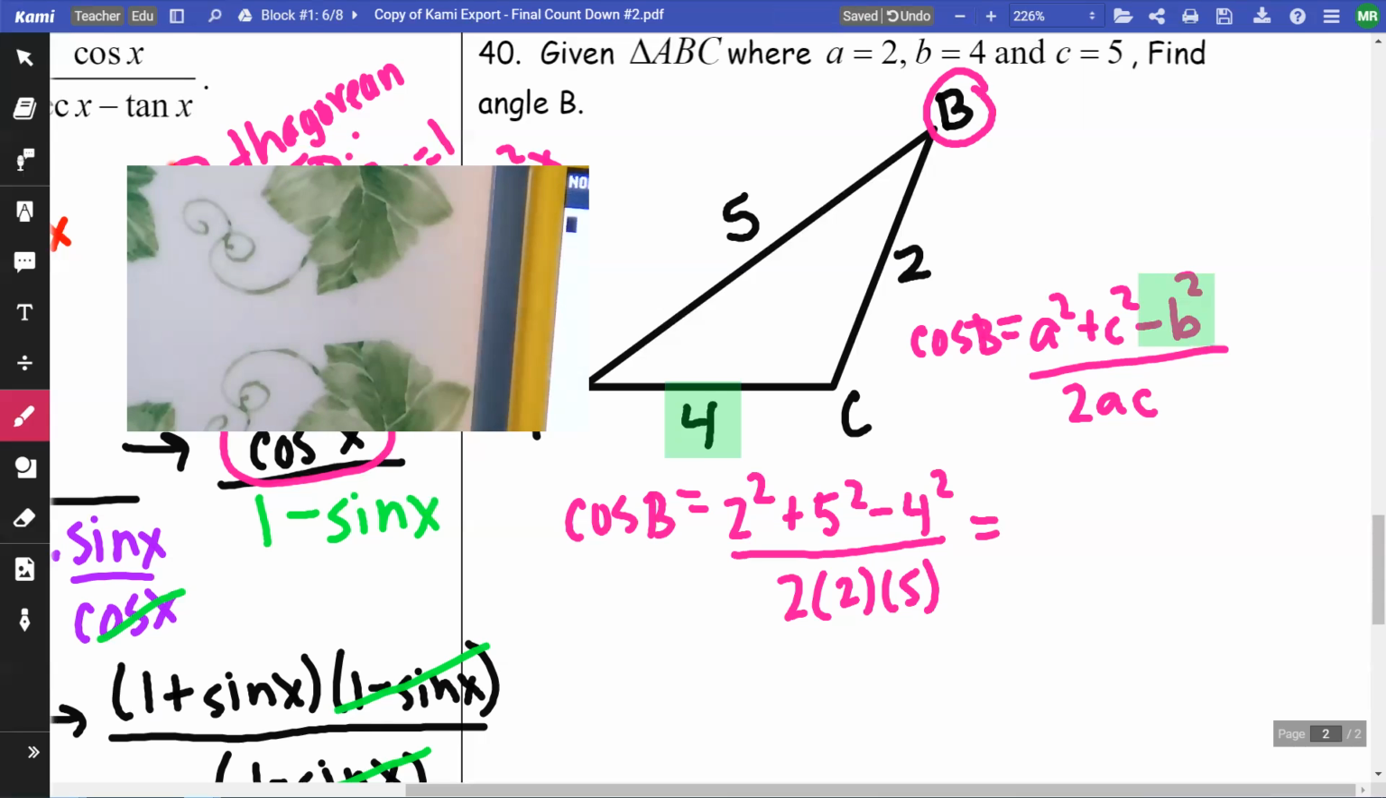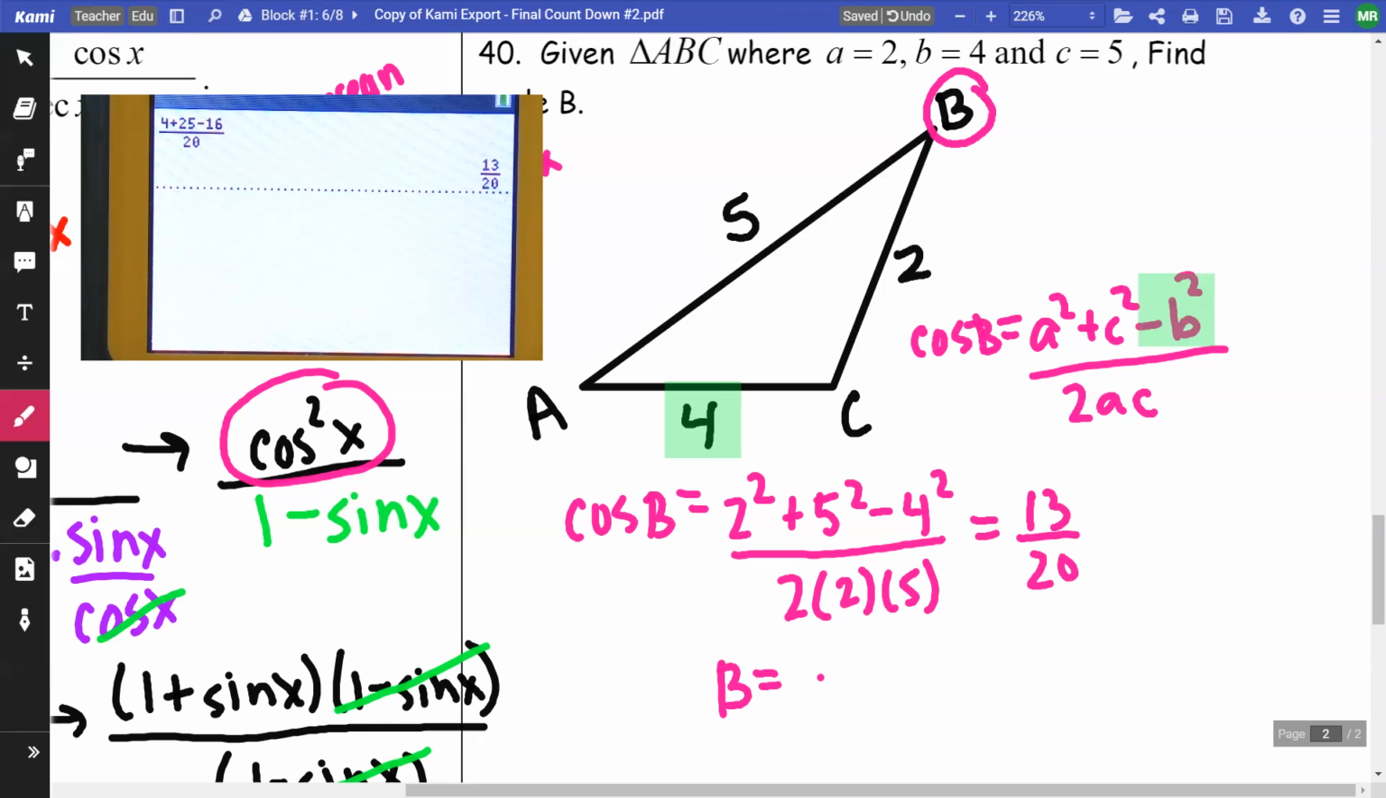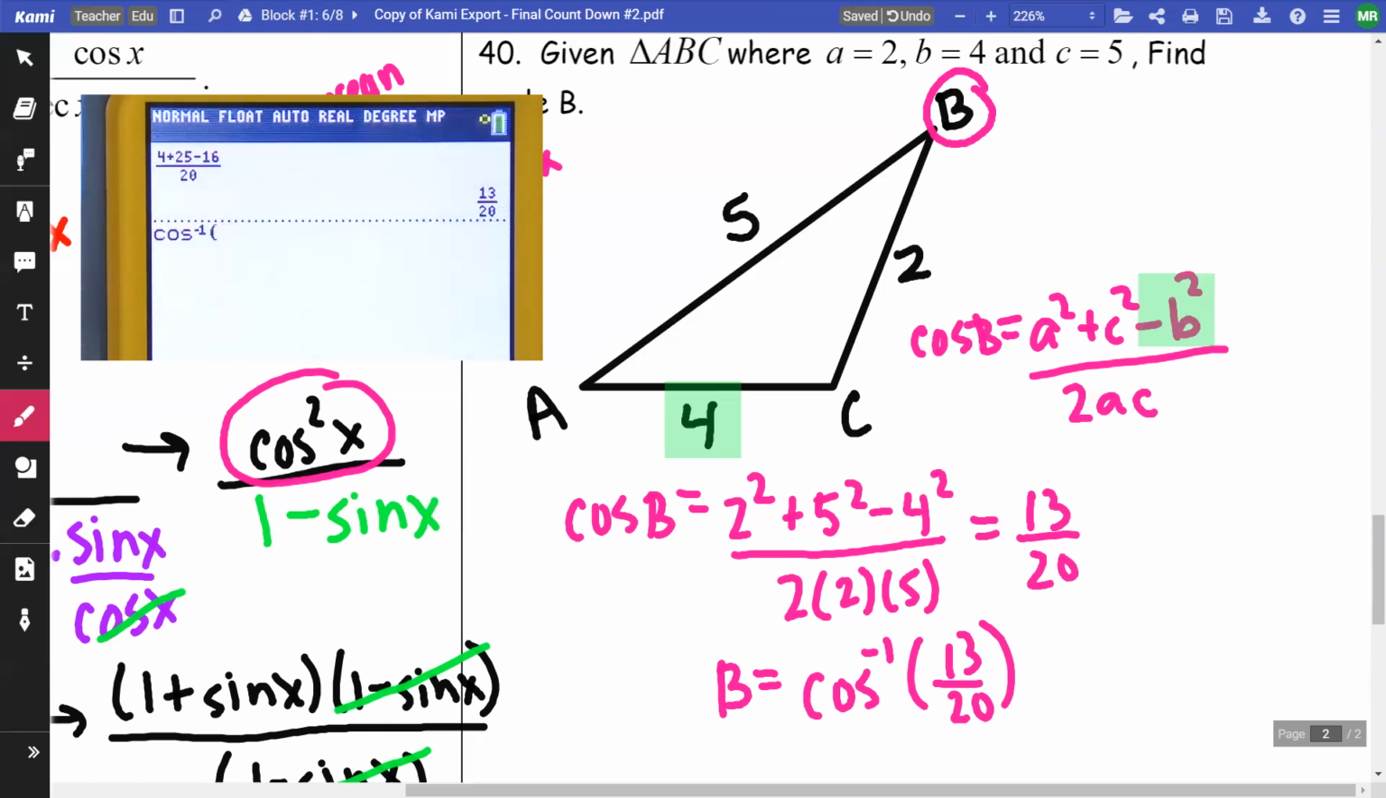So I'm going to put it in my calculator. I'm going to get basically 4 plus 25 minus 16 over, well, 20. 2 times 2 times 5 is 20. So I get 13 over 20. Now that is what my cosine of the angle equals. I want the angle. So in order to find the angle, I'm going to do cosine inverse of both sides. So I'm going to take cosine inverse of 13 over 20, making sure my calculator's in degrees. And I end up with 49.46 degrees.